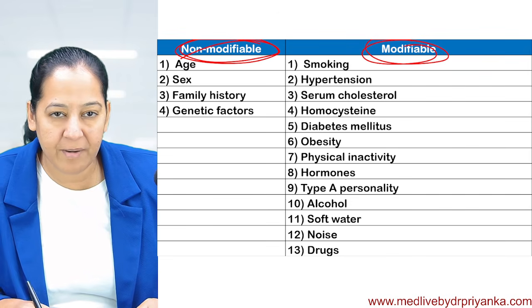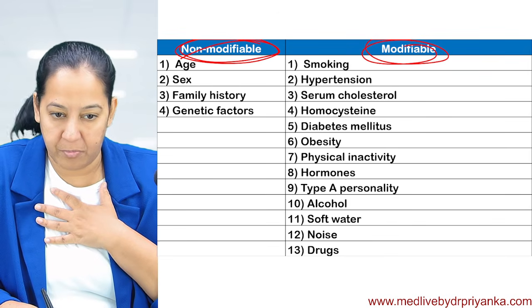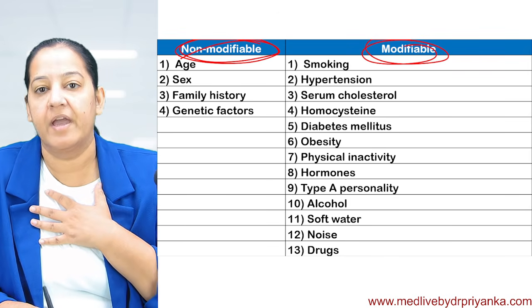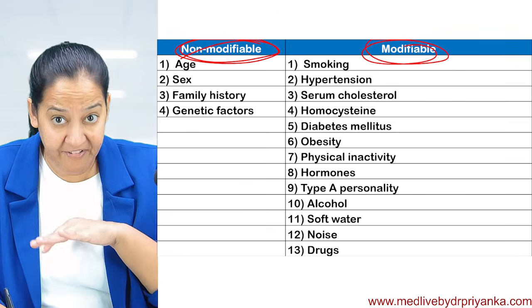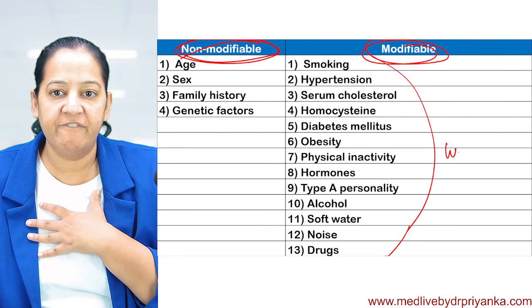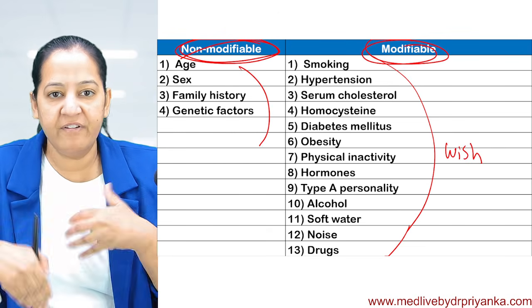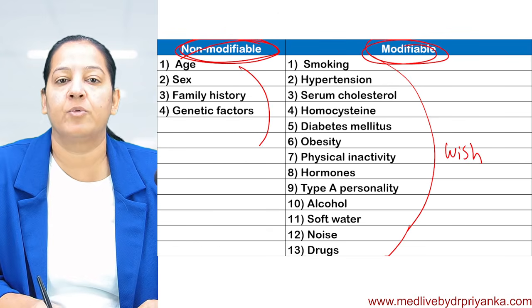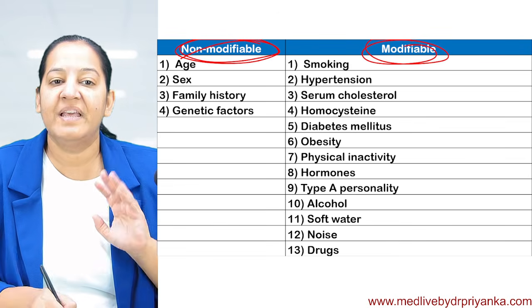What do you mean by non-modifiable and modifiable? Non-modifiable, we cannot modify it. Even if we wish, we cannot modify it. But modifiable is in our hands. If we wish, we can modify. Here, even if we wish, we cannot modify them. That's why they are known as non-modifiable. You will understand, so please learn.